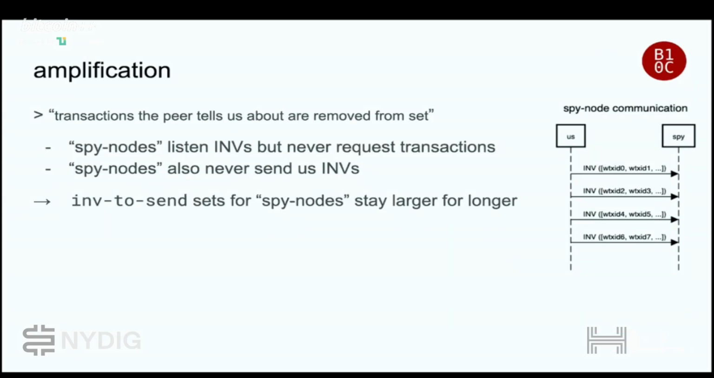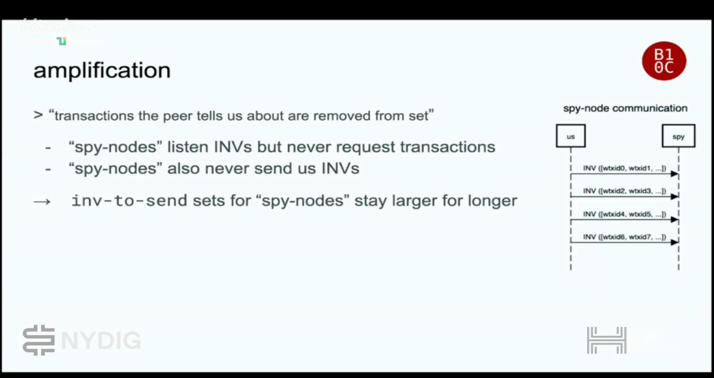And then this bug was also amplified. So I told you the transactions the peer tells us about are removed from our set. But on the Bitcoin network, there is a bunch of spy nodes. Spy nodes only listen to INVs. They're never going to announce anything to you, because if they announce something to you, you're not going to tell them about it.